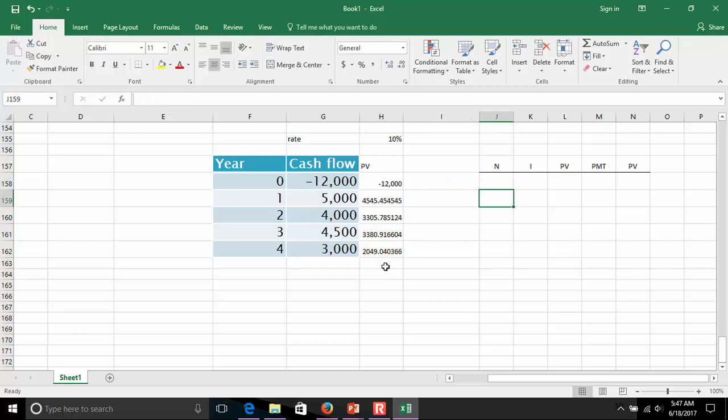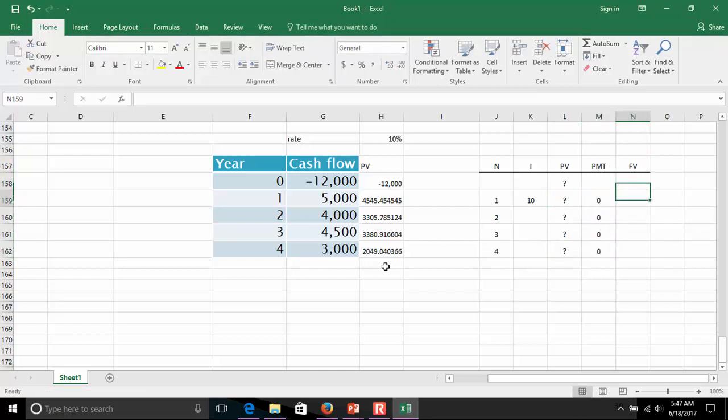I have some students who insist on calculating them using the calculator, which to me is a horribly slow way to do this versus just dividing by 1 plus the rate to the exponent. But you can do it that way. N is whenever that cash flow occurs, I is 10% in this case. We're looking for the present value, and the payment is 0 because we just have one cash flow.